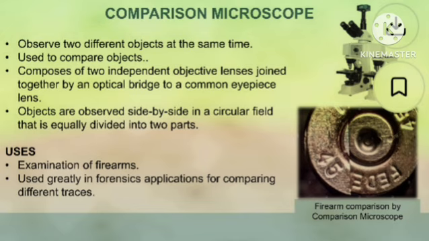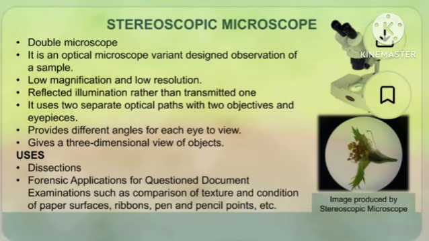And the comparison microscope, to observe two different objects at the same time, is used to compare objects. It is composed of two independent objective lenses joined by an optical bridge to a common eyepiece lens. It is used greatly in forensic applications for comparing different traces.